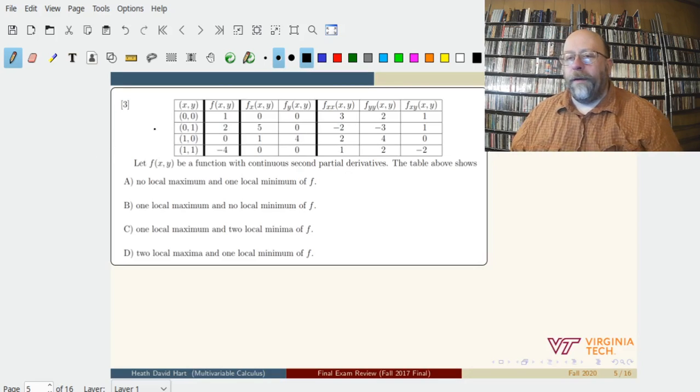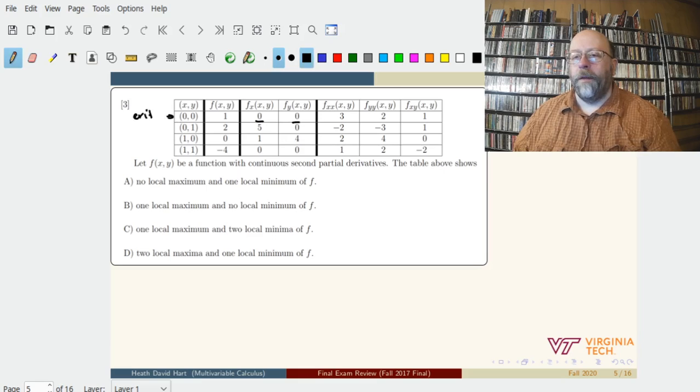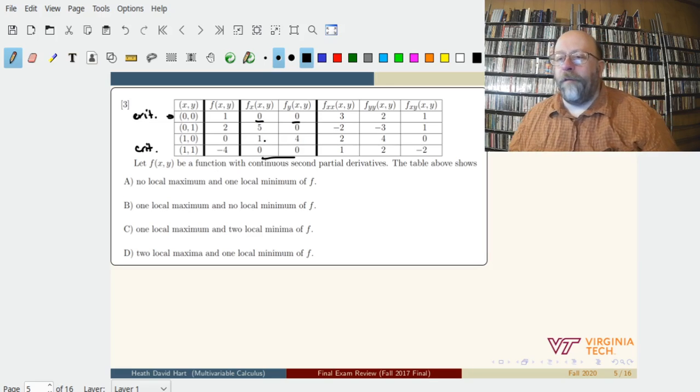Number 3. Let f of x y be a function with continuous second partial derivatives. This table above shows, wow, okay, so let's see what happens here. At this point, we have a critical point because the derivatives are equal to 0. So this is a critical point. This is not a critical point, and this is not a critical point, and then this is a critical point. Okay? So we have 2 critical points and then 2 other points that are listed, but they're not critical points.